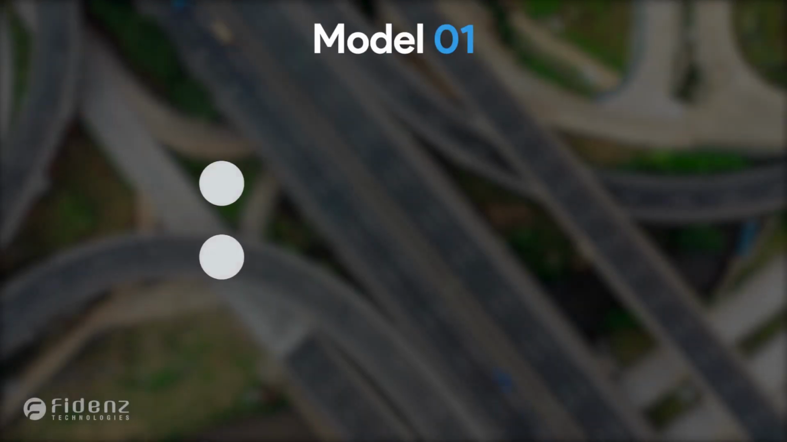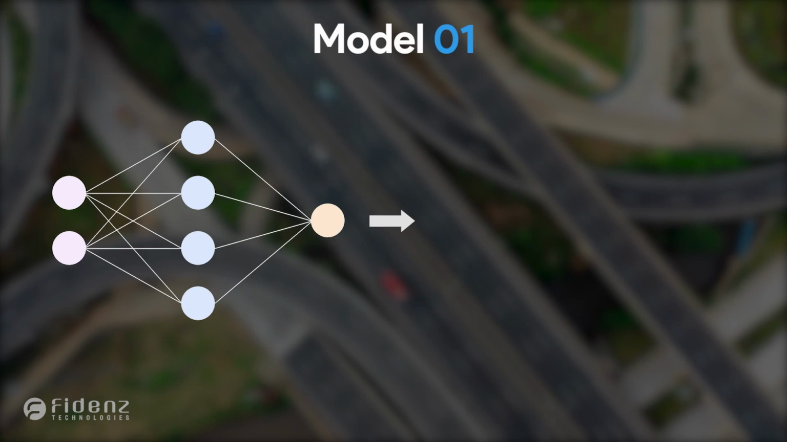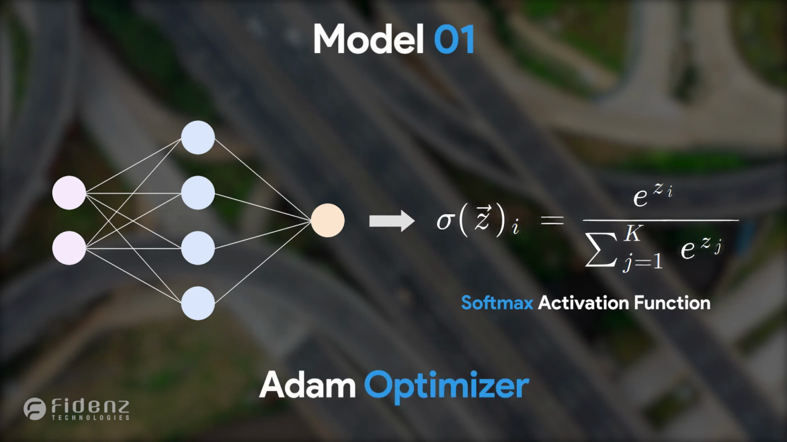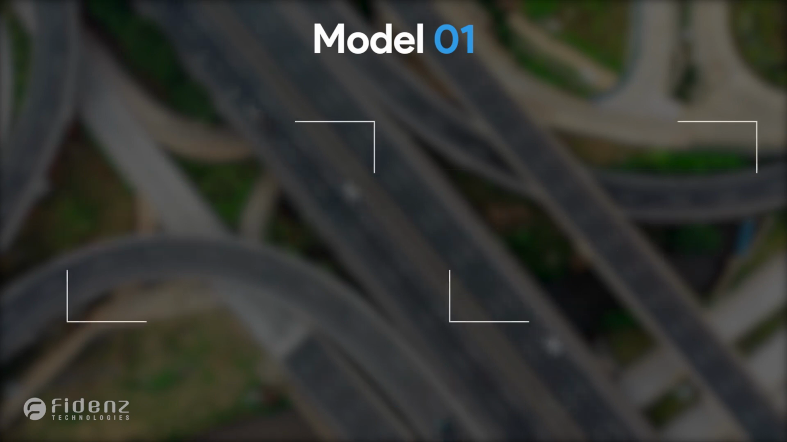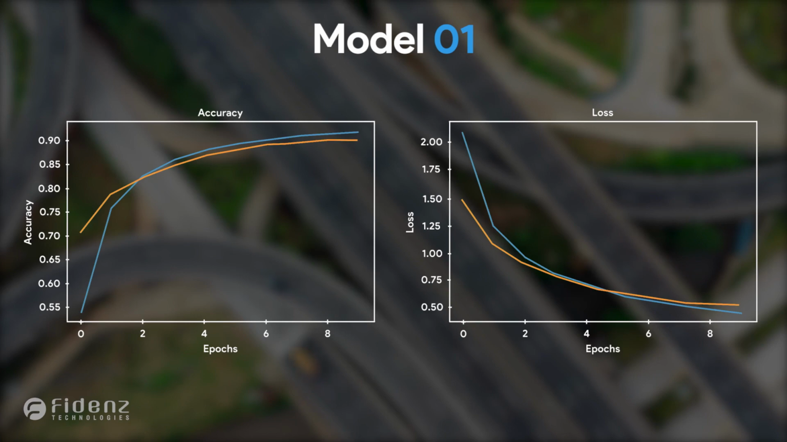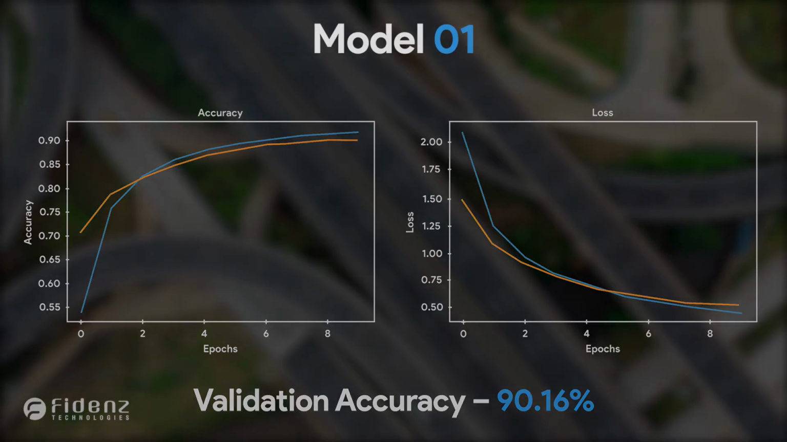Model 1. We started the process with a simple one-layer neural network where the layer uses softmax as the activation function. This is because our focus is on a classification problem. Apart from that, we utilized the Adam optimizer with the intention of adding momentum to the optimization algorithm. This allows the algorithm to minimize the loss. We were able to achieve an excellent result from our first model itself, which was a validation accuracy of 90.16%.